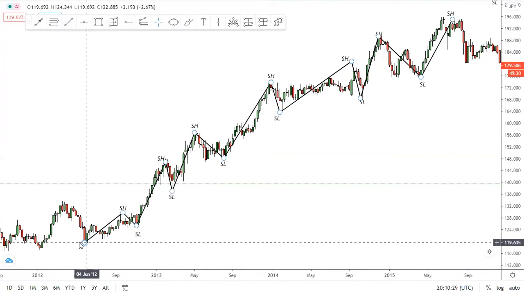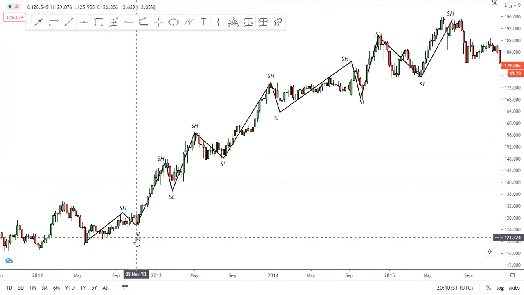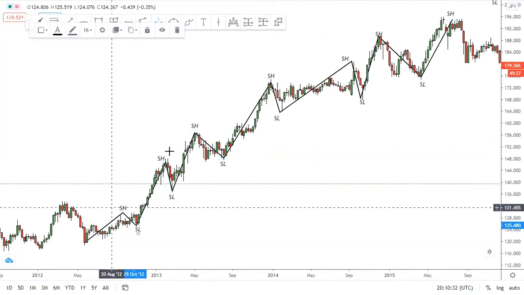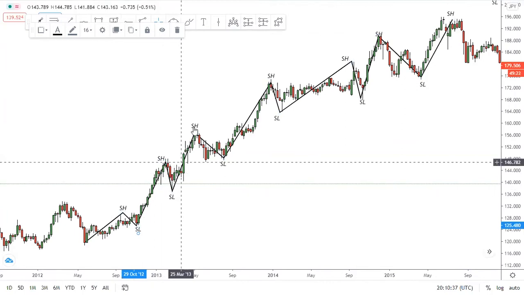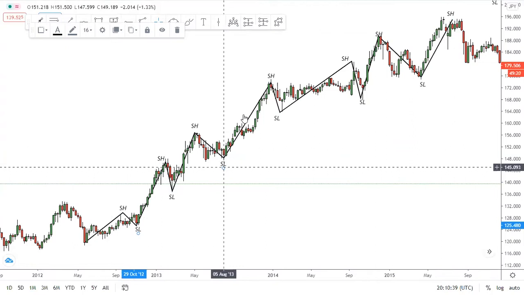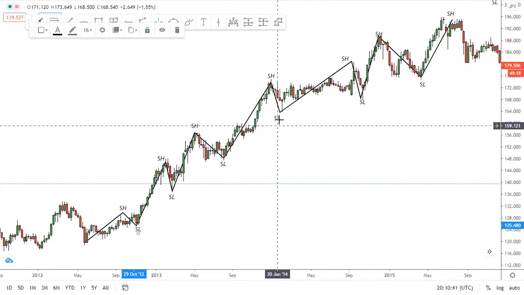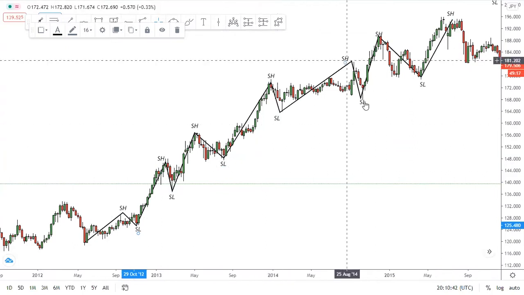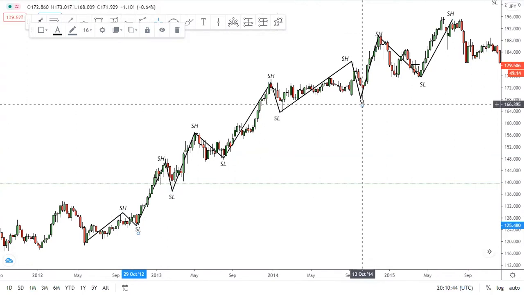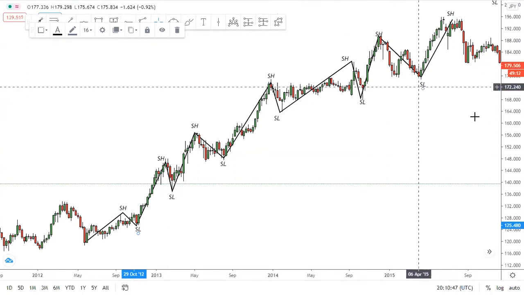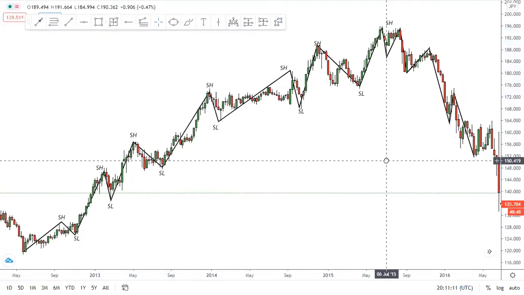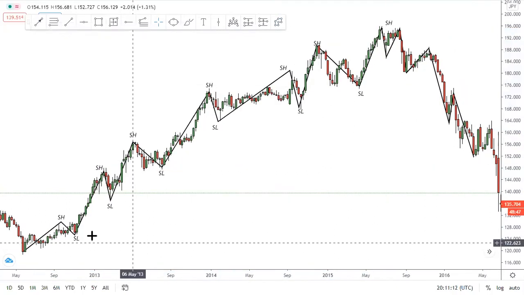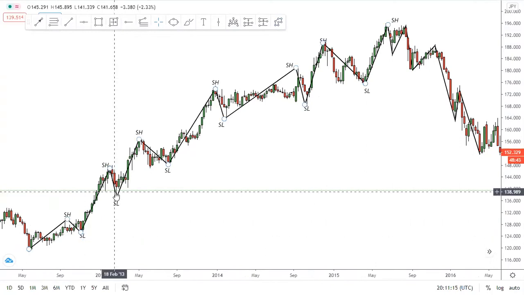It started over here. Swing high, pull back, swing low. Swing high, pull back or retracement, swing low. Swing high, retracement, swing low, repeated again and again. Swing high. Now see what happened over here. Very good. So you see, swing high, retracement, swing low, swing high, retracement, swing low.